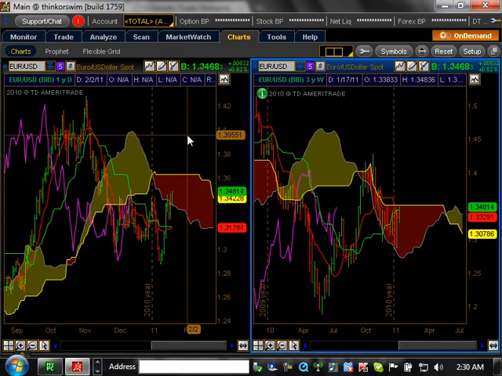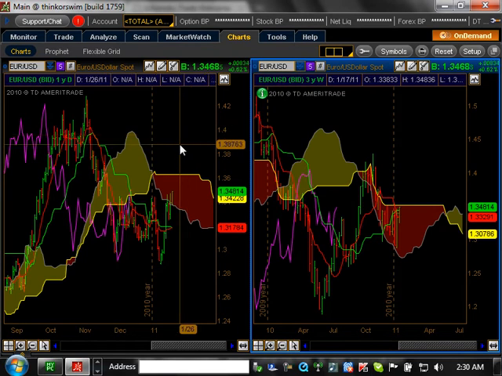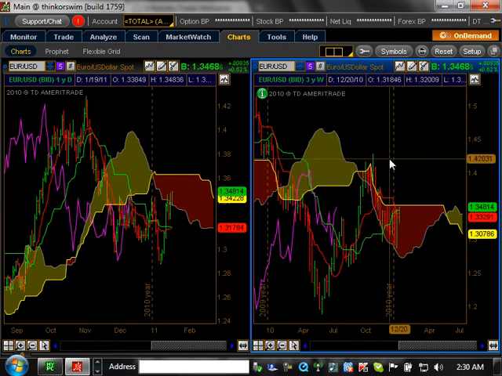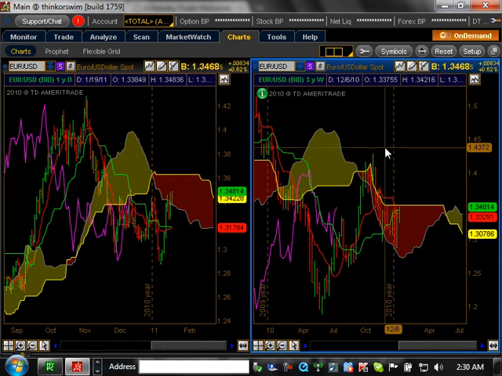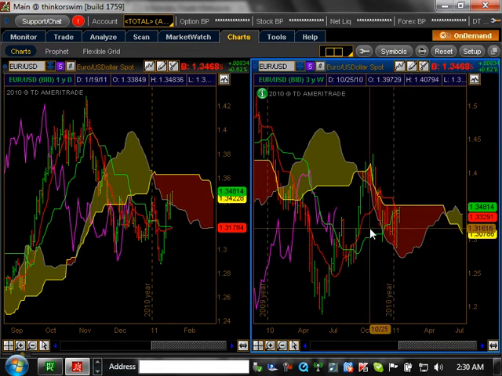Before we begin, we're going to start off with the Euro USD. If you look to the left, this is my daily Ichimoku chart. If you look to my right, this is my weekly Ichimoku chart. As you can see, both of them are in the cloud right now. So both the daily and weekly are in the cloud as far as the Euro USD is concerned. So that's indicating consolidation. There's really nothing there.